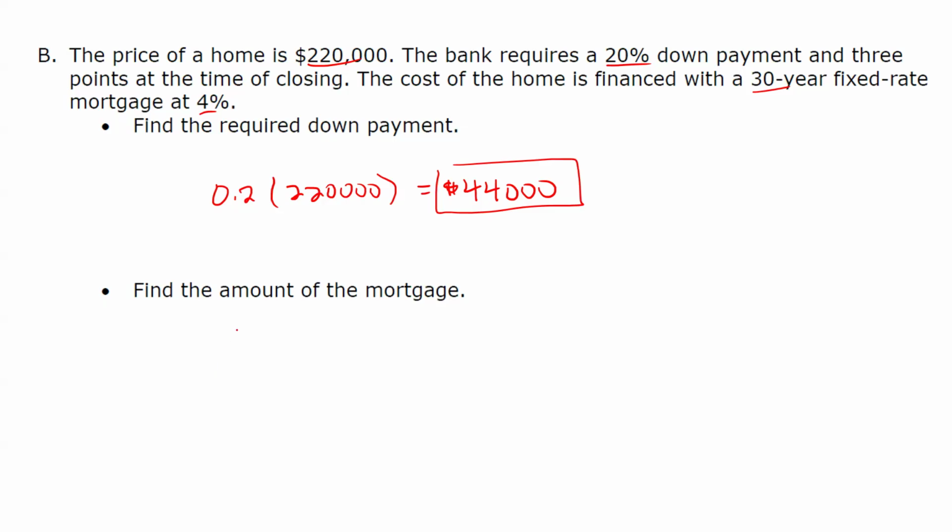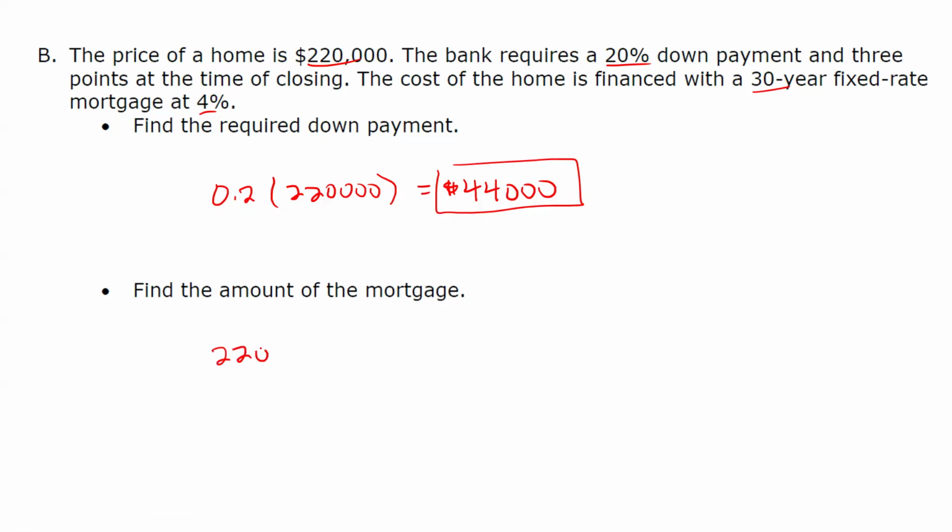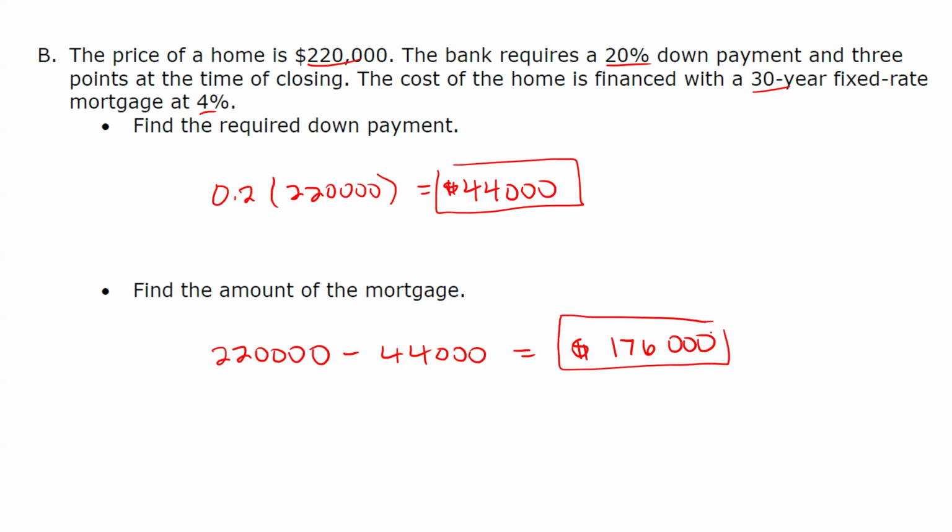So then the amount of the mortgage will be $220,000 minus 44,000, which will equal $176,000. So that is the amount that we're going to take a loan out to pay for the house.